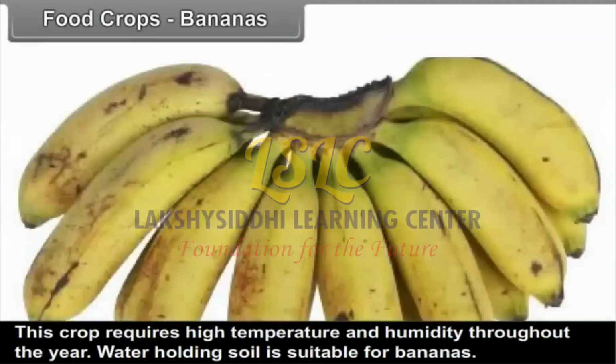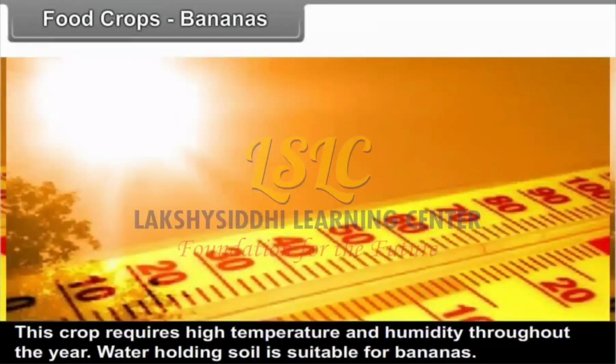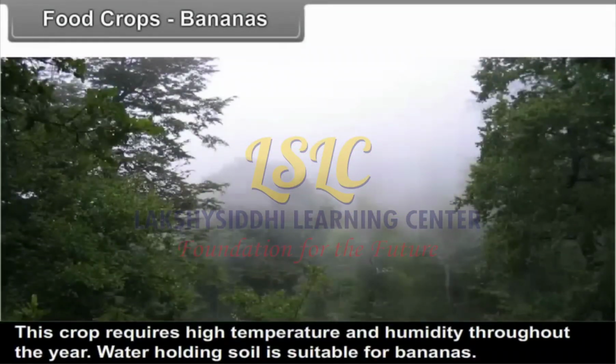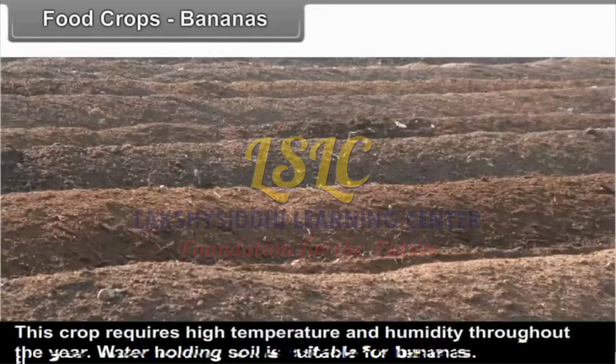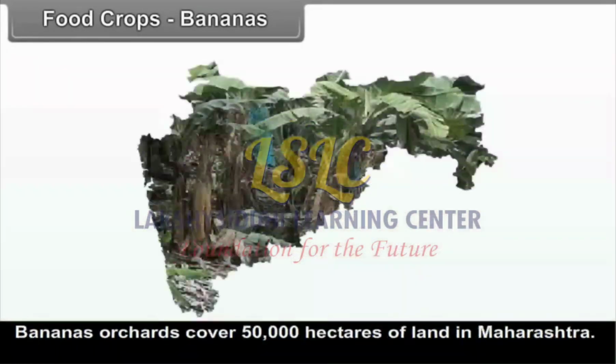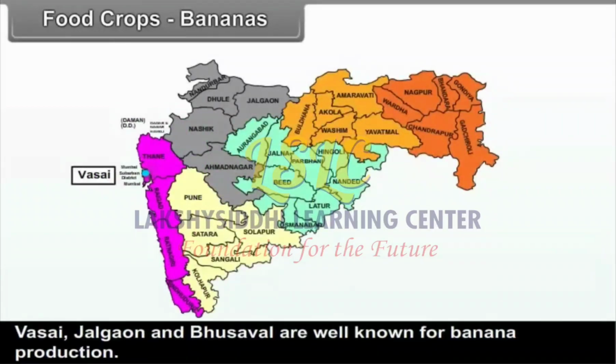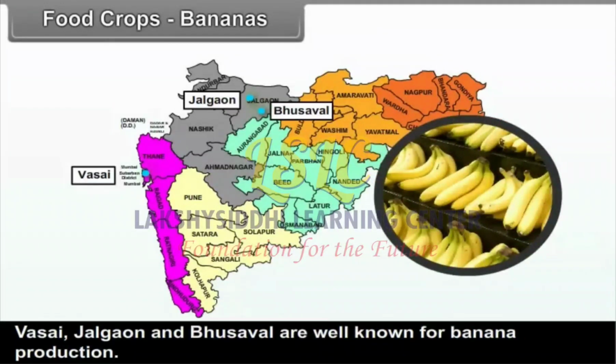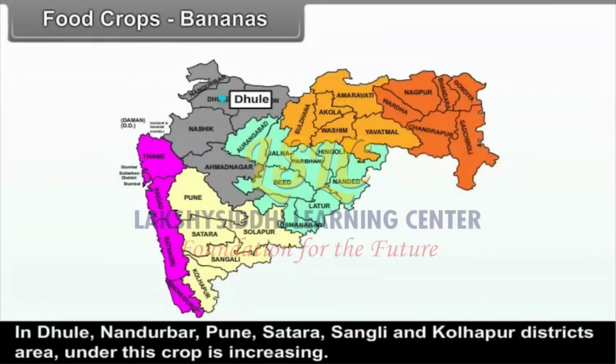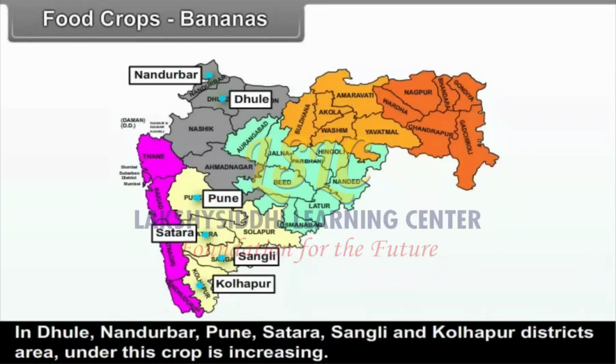Bananas. This crop requires high temperature and humidity throughout the year. Water-holding soil is suitable for bananas. Banana orchards cover 50,000 hectares of land in Maharashtra. Vasai, Jalgaon and Bhusawal are well known for banana production. In Dhule, Nandurbar, Pune, Satara, Sangli and Kolhapur districts, area under this crop is increasing.